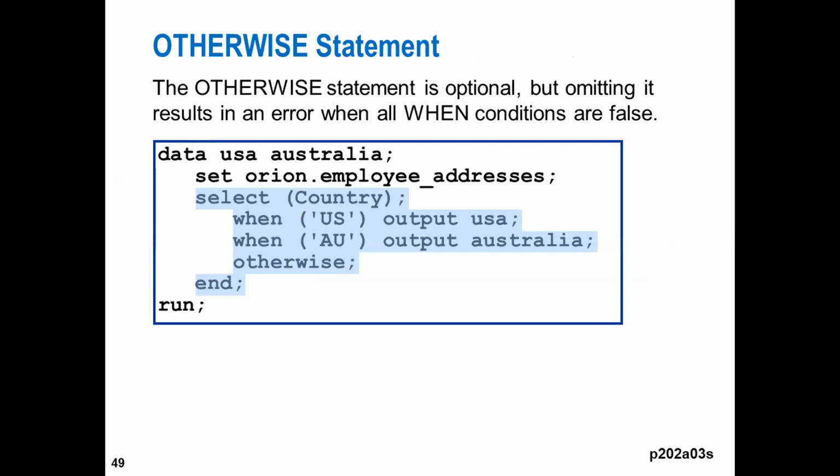The otherwise statement is optional, but omitting it results in an error when all where conditions are false. Now, why did it happen? It's because in case the current value for your country is small case AU, it's not satisfying here, so otherwise will overcome that and move ahead to end your select statement. Hence, it is required to use otherwise. That's what it's telling: the otherwise statement is optional, but omitting it results in an error when all where conditions are false. All right?